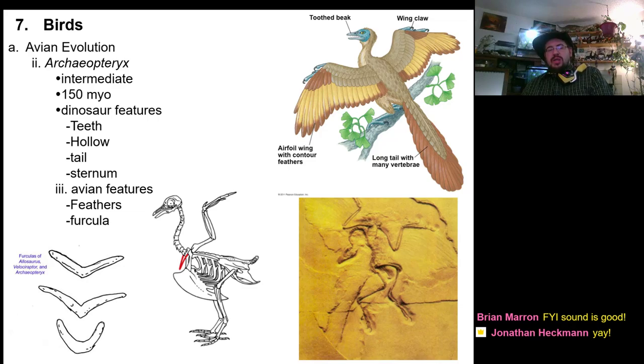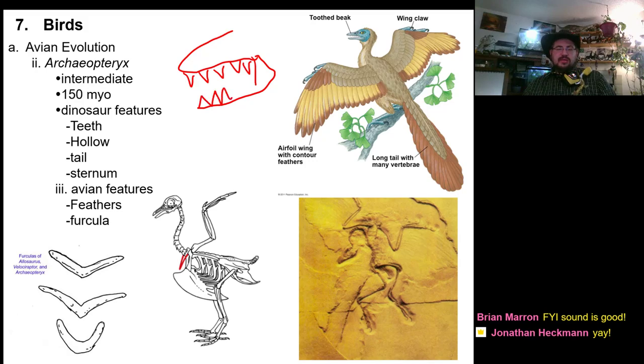So what are our intermediate features? Well, Archaeopteryx had teeth like dinosaurs, right? So they had a mouth full of teeth. Avian dinosaurs do not have teeth. You can actually see some teeth during embryonic development in certain lineages. Embryonic chickens actually show some teeth, but they quickly disappear. It's kind of like the human tail that generates during embryonic development. It's reabsorbed.